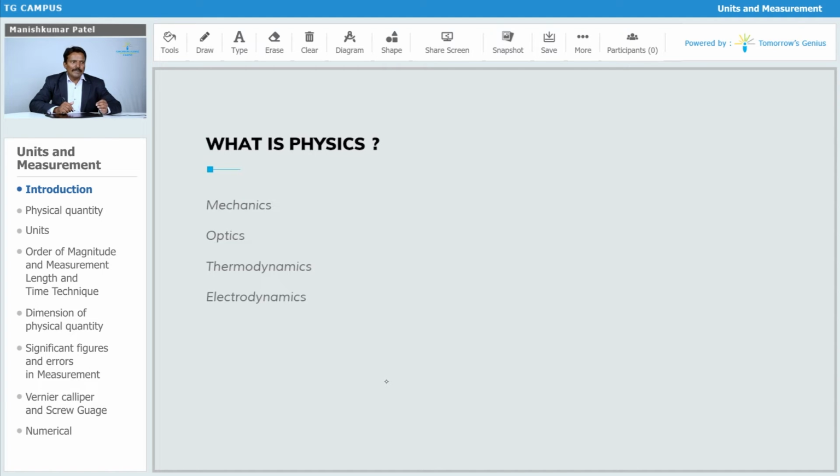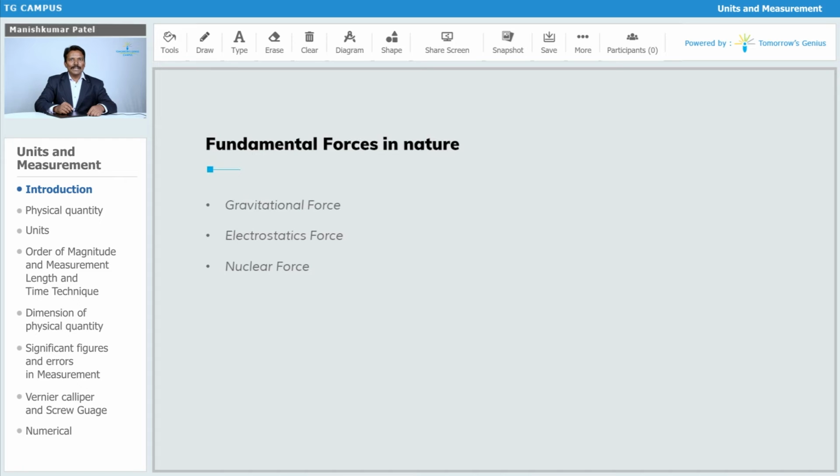So broadly I am classifying physics into these various branches over here. So we have divided physics into various branches.